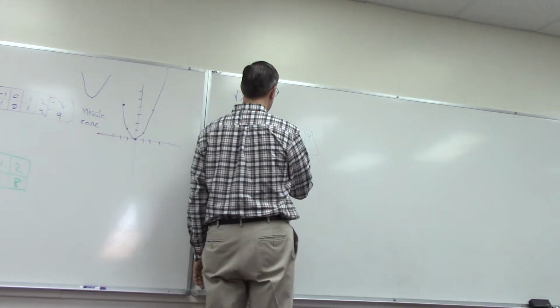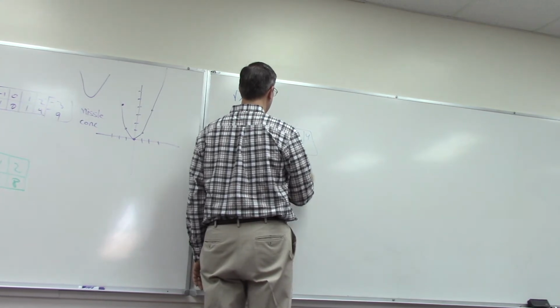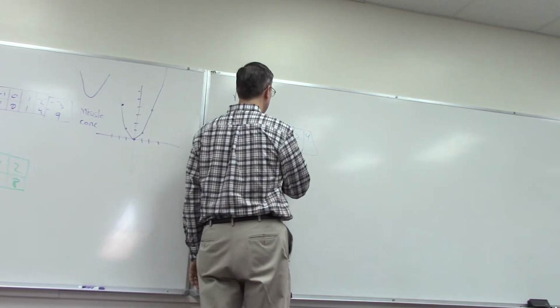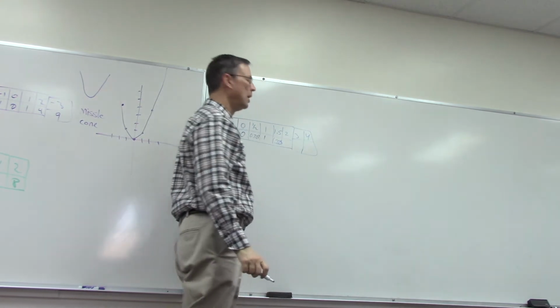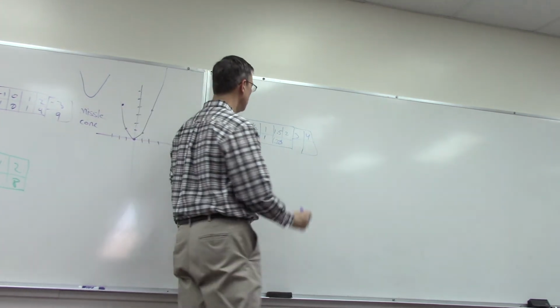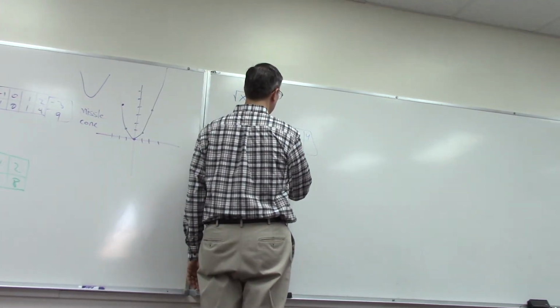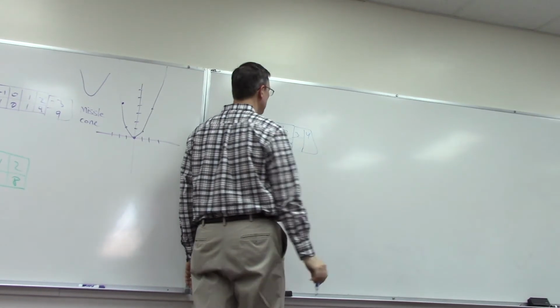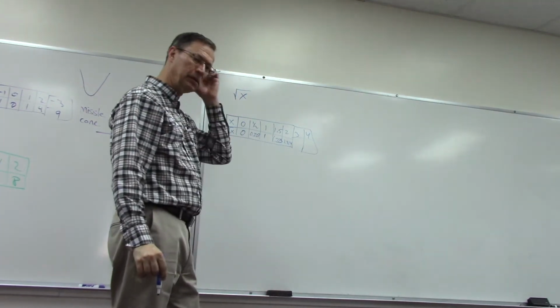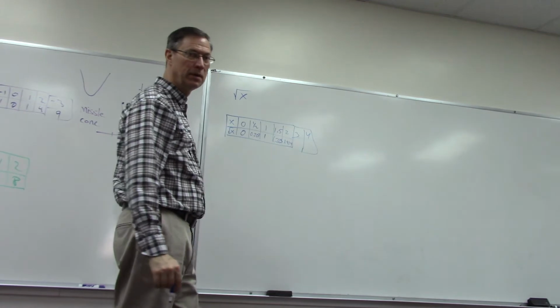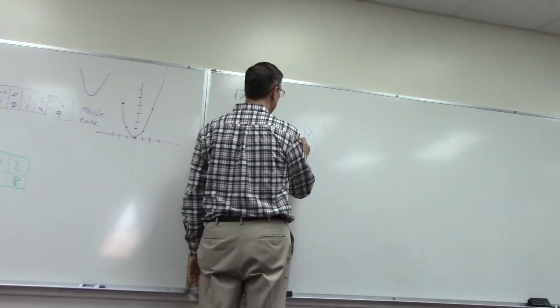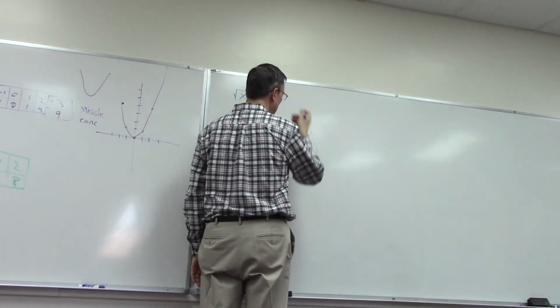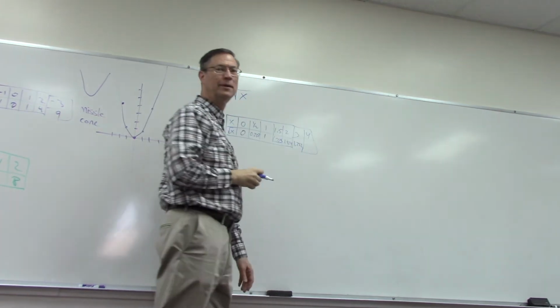1.225. All right, square root of 2. There's 1.4 something. 1.414. Square root of 3, 1.73. Square root of 4, 2.